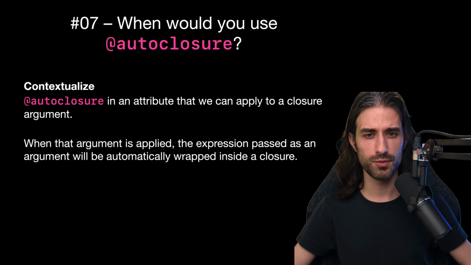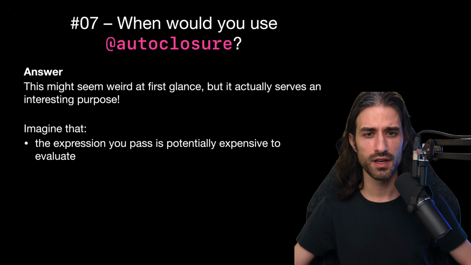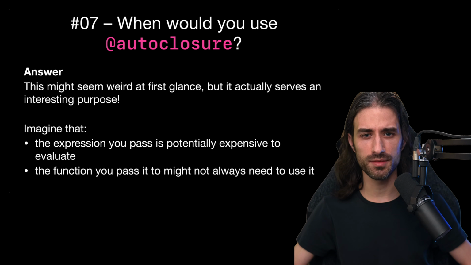And when that attribute is applied, then the expression that we pass as an argument will be automatically wrapped inside a closure. This behavior might seem weird at first glance, but it actually serves an interesting purpose. Imagine that the expression you pass as an argument is potentially expensive to compute, and that at the same time, the function you pass it to might not always need to use it.